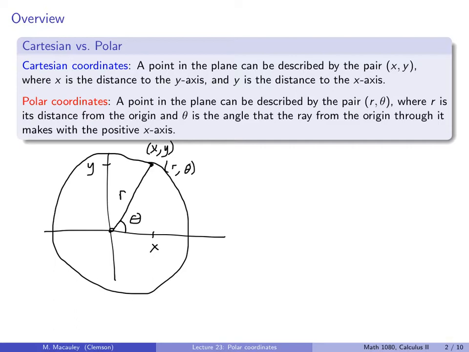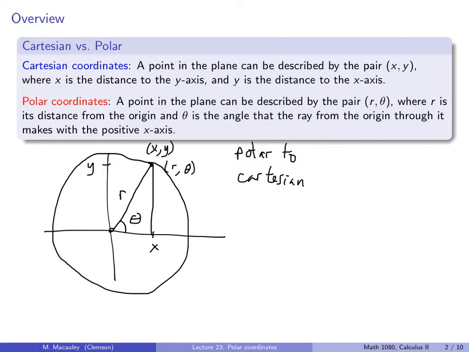So in some cases, as we will see, polar coordinates are much more useful than Cartesian coordinates, and vice versa. It just depends on what we want to do. But it's helpful to be able to go back and forth between the two. So let's first start with polar coordinates and see how to convert polar to Cartesian.